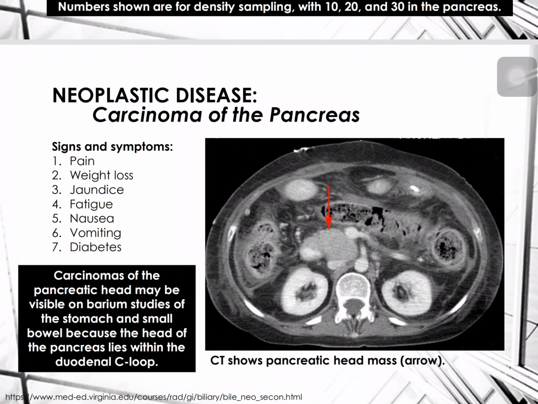Radical surgery as a treatment mode is about the only hope for cure, but it carries a high mortality rate. Radiation therapy is difficult because of the proximity of the pancreas to highly radiosensitive structures such as the spinal cord, and chemotherapy also produces poor results.